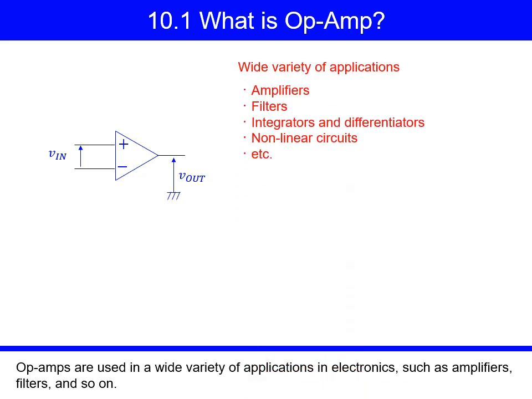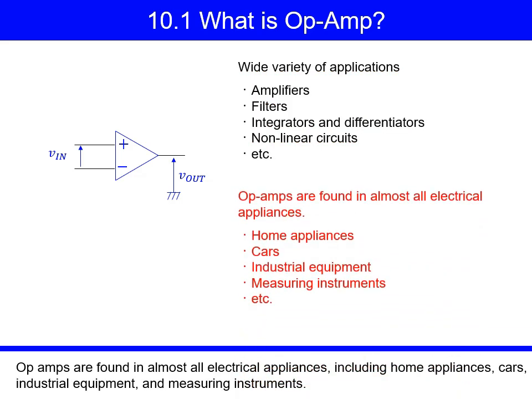Op-amps are used in a wide variety of applications in electronics, such as amplifiers, filters, and so on. Op-amps are found in almost all electrical appliances, including home appliances, cars, industrial equipment, and measuring instruments.